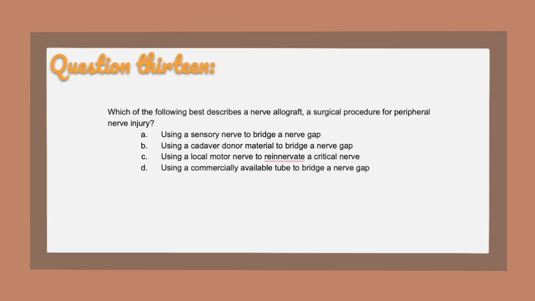Question 13. Which of the following best describes a nerve allograft, a surgical procedure for peripheral nerve injury? A, using a sensory nerve to bridge a nerve gap. B, using a cadaver donor material to bridge a nerve gap. C, using a local motor nerve to reinnervate a critical nerve. D, using a commercially available tube to bridge a nerve gap.